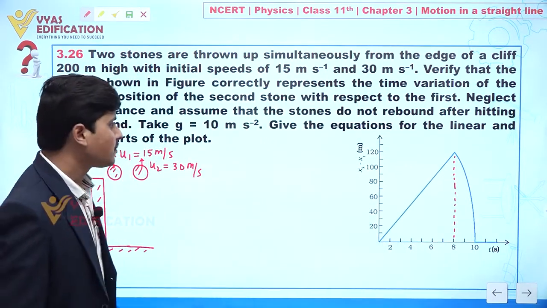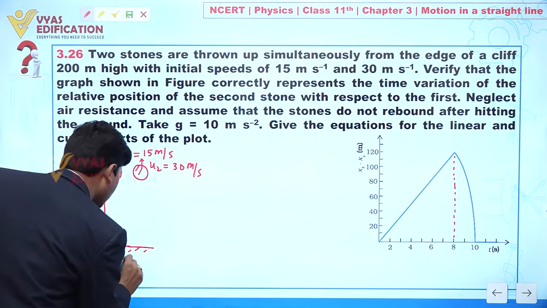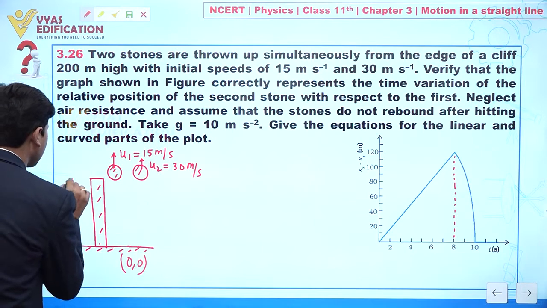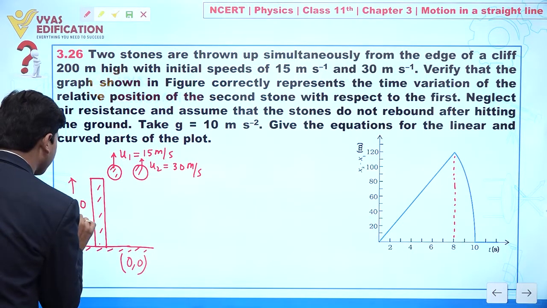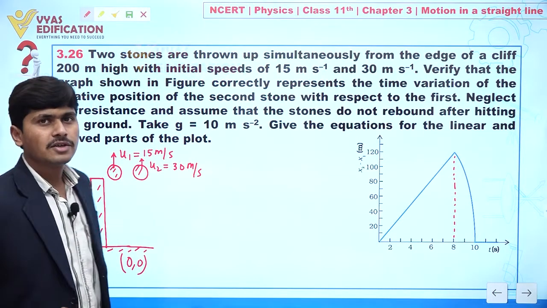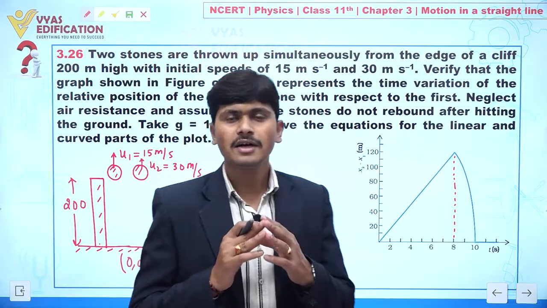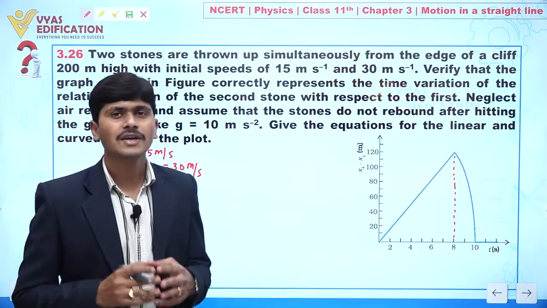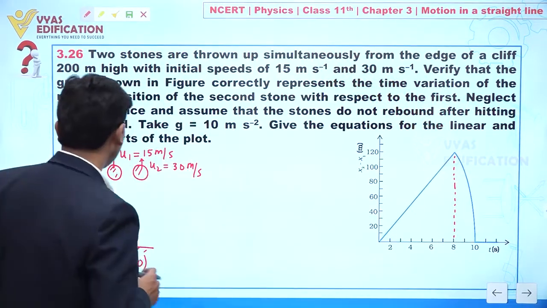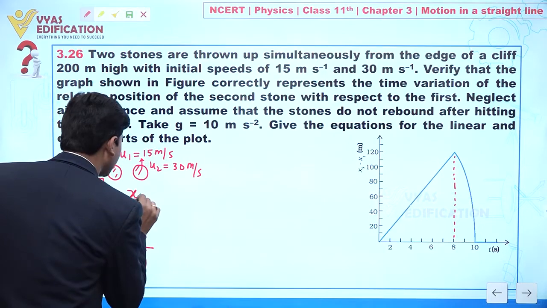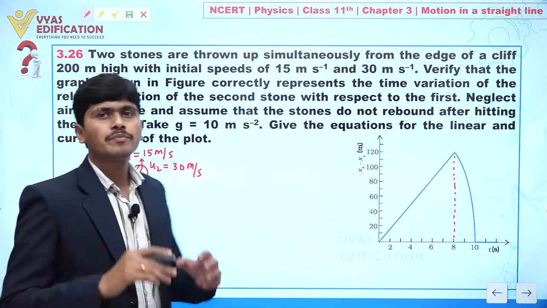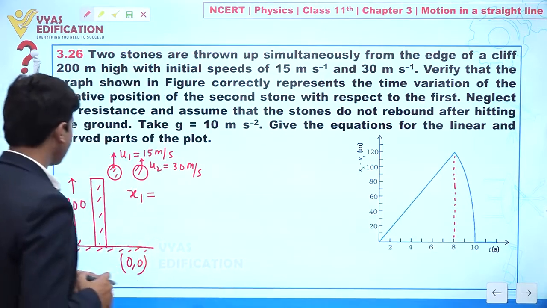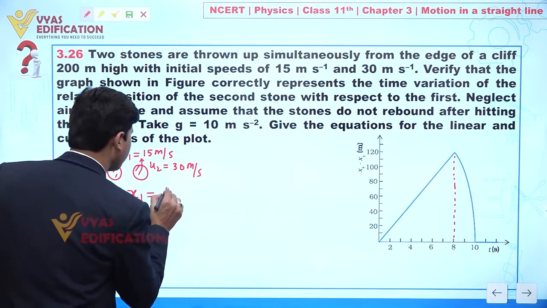Now let's suppose I am taking this ground as the origin, and the height of this cliff is given to you, 200 meter. Let's suppose we discuss the position of two different particles after time t. So how can we write? I can write x1. x1 means the position of a particle after time t. So x1 is equal to what?